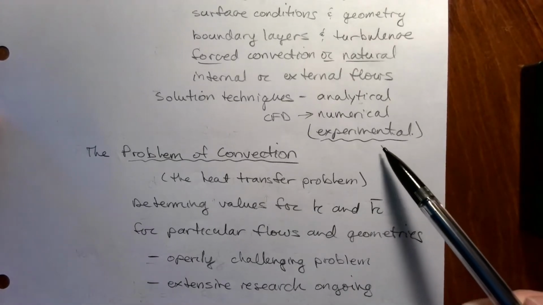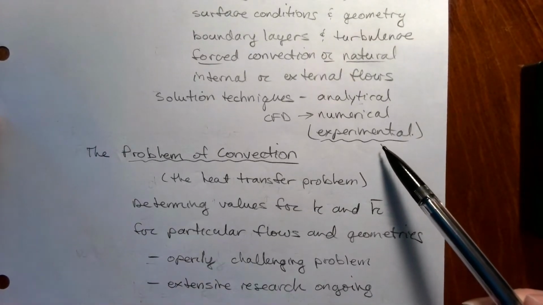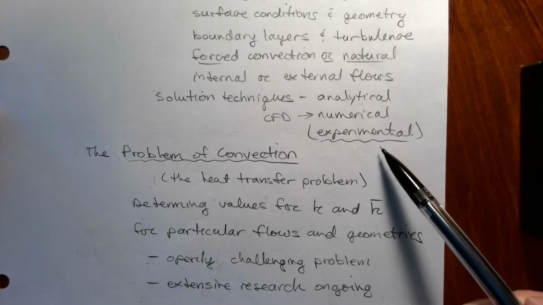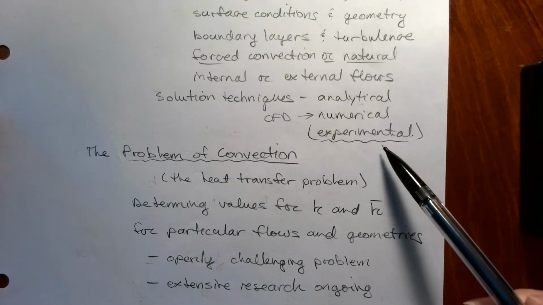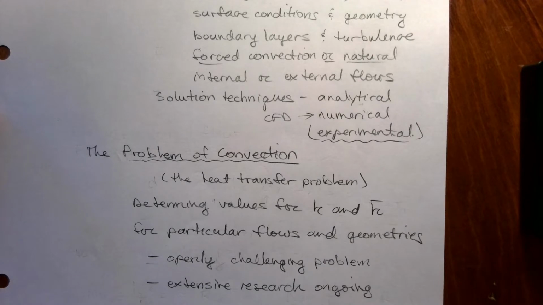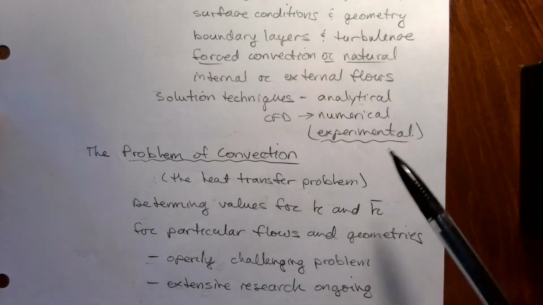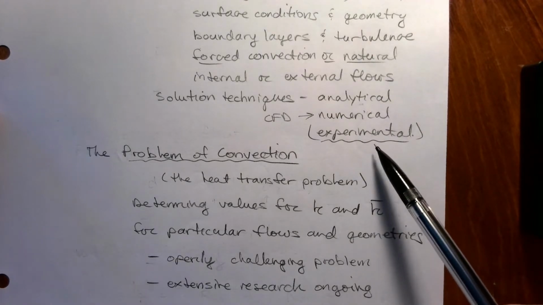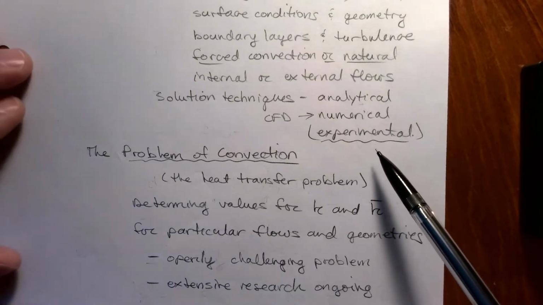The popular, even more convenient way to do it is to solve this experimentally. Set up an experiment, calculate the temperature differences, and measure the heat transfer, and then use that to back calculate an H value. So that's the popular way to do it. We're going to use correlated solutions that were arrived at with experiments mostly in this class.